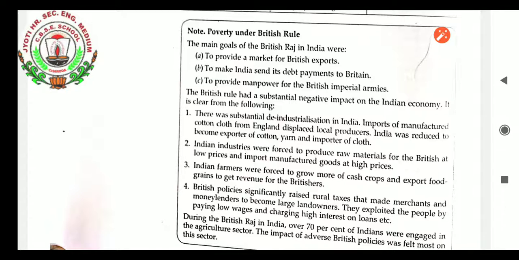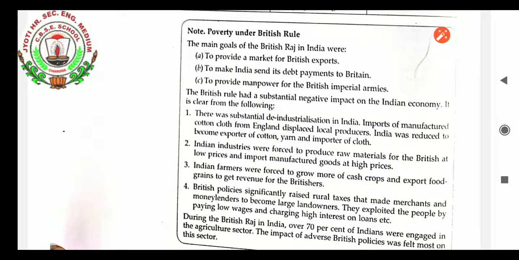There was substantial deindustrialization in India. Imports of manufactured cotton cloth from England displaced local producers of India. India was reduced to become an exporter of cotton and yarn and an importer of cloth. Indian industries were forced to produce raw materials for the British at low prices and import manufactured goods at high prices. Indian farmers were forced to grow more cash crops and export goods, food grains, to get revenue from the Britishers.